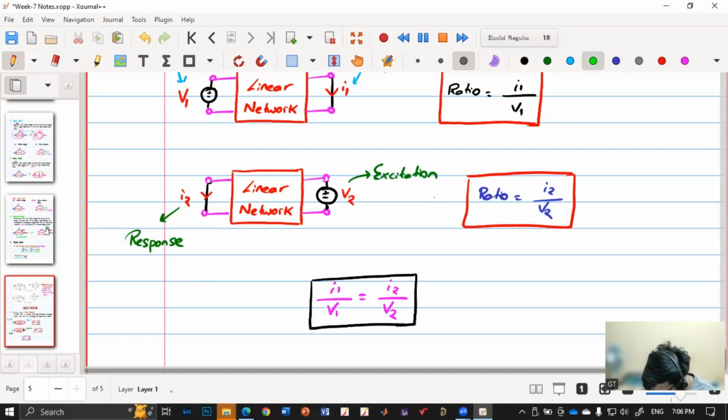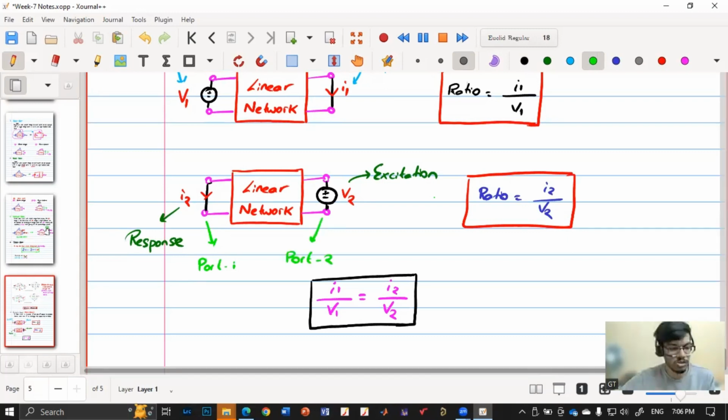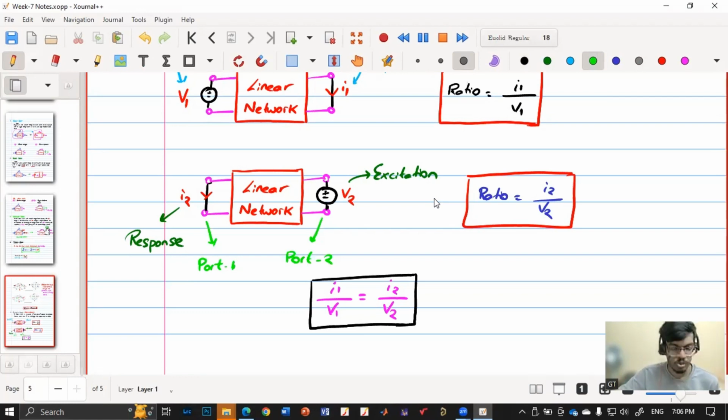This is port 1 and this is port 2. So two ports are accessible to us. We can either connect a voltage source on port 1 or a voltage source on port 2. So basically we are exciting it with a voltage source in port 1 and getting the current in port 2, and in the other case exciting it with voltage in port 2 and getting the current in port 1.